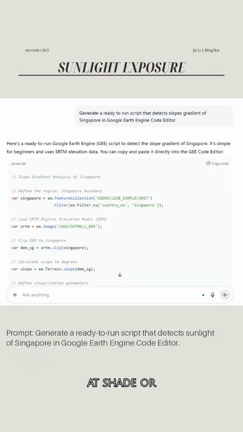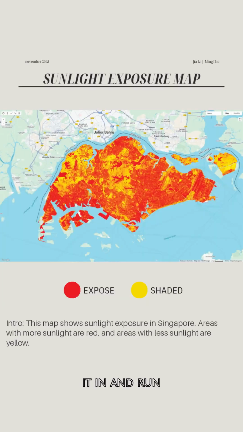Now we'll look at shade or solar exposure. This uses pixel brightness and vegetation to identify cool, shaded zones and sun-exposed areas. I generate the code with ChatGPT, paste it in, and run it. The result shows areas of likely shade, tree canopy shadows, building shadows, and darker surfaces. This is helpful for outdoor comfort studies and microclimate design.